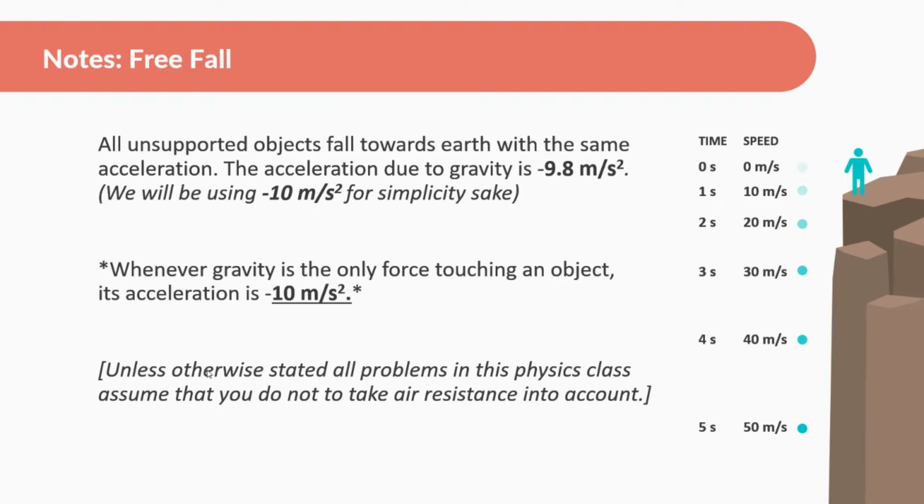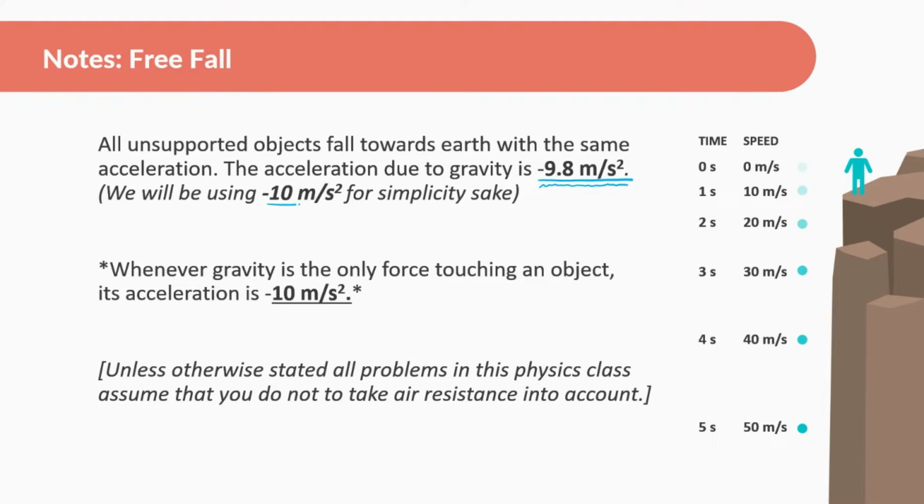All unsupported objects fall towards the Earth with the same acceleration. The acceleration due to gravity is negative 9.8 meters per second squared. We say negative because it's pointed downwards, towards the center of the Earth, which is always down from our perspective. We will be using negative 10 meters per second squared for simplicity's sake.